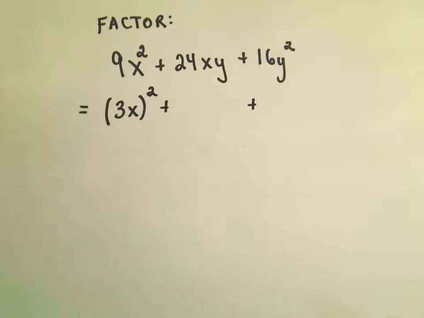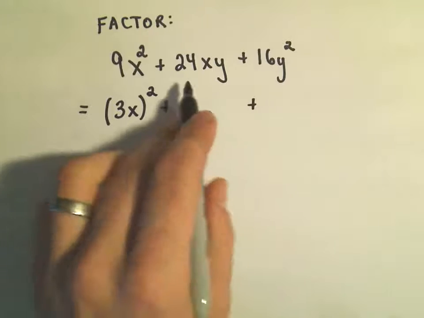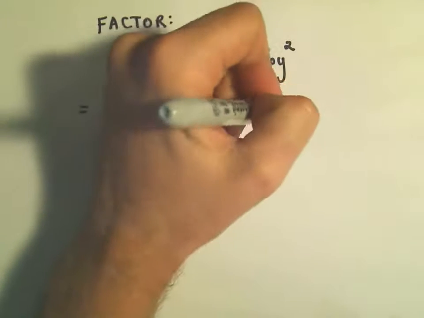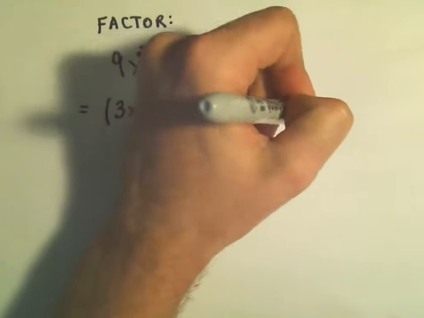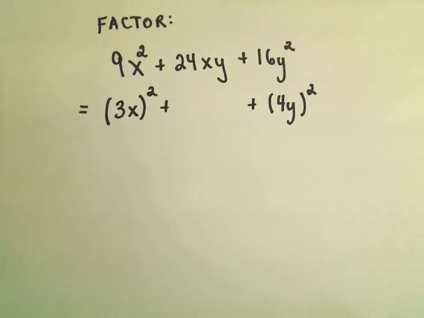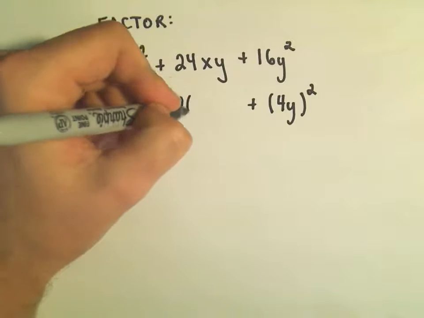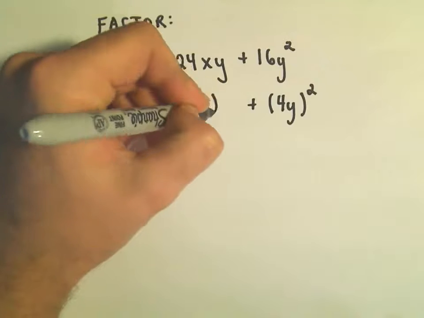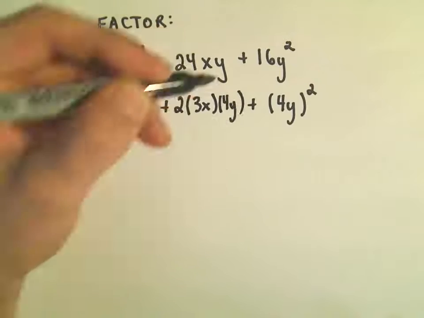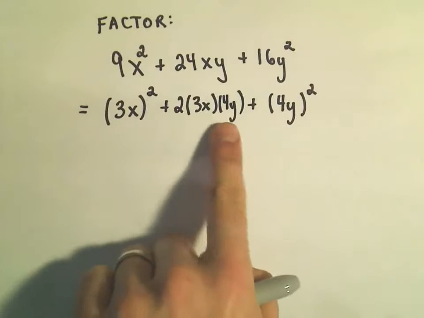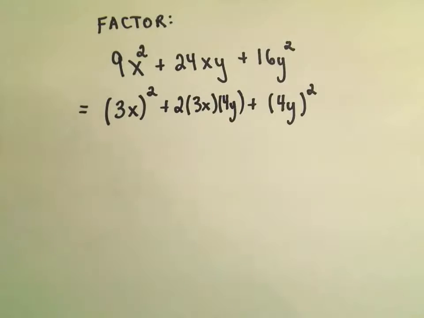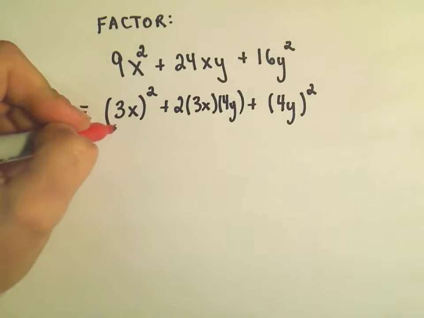Let's see, I'm going to also do the same thing for my 16y squared. We'll come back to the middle term. Notice I could write that as 4y all squared. And notice now if I take 2 times 3x times 4y, so if I multiply all this together, I'll get my 24xy back. And now we have this pattern, this formula that we saw just a second ago.